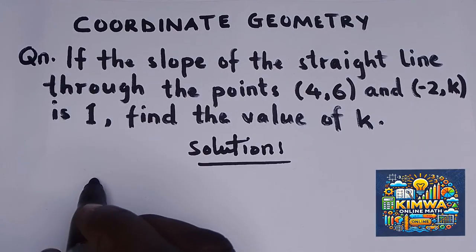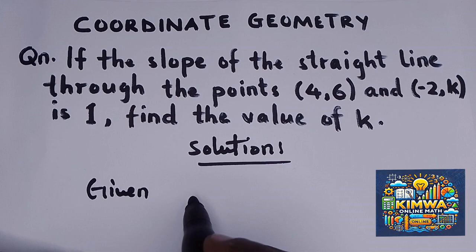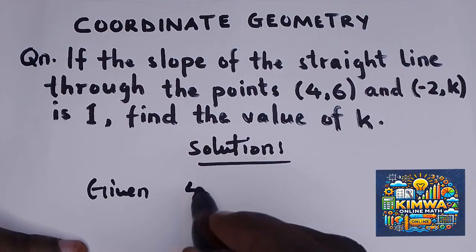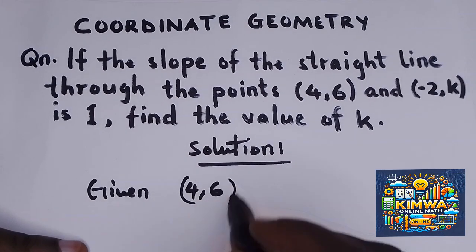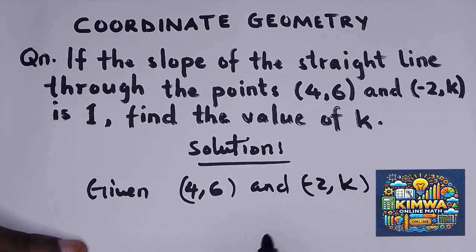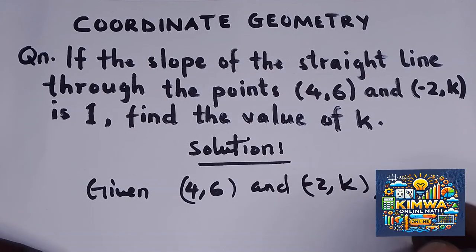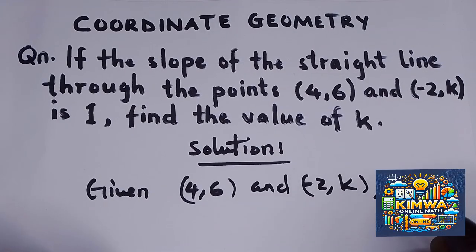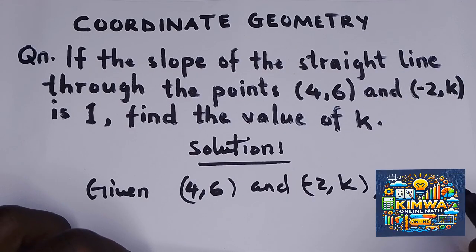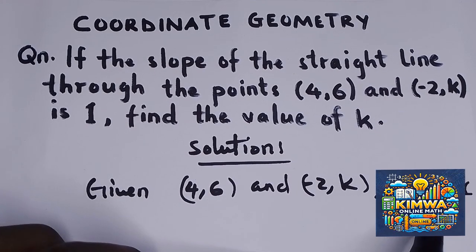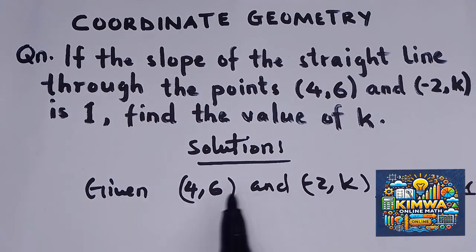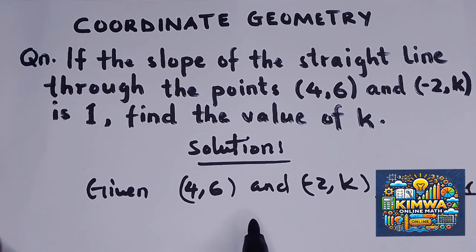First of all, you have to accept that we have been given 2 points, which are (4, 6) and (-2, k). Those are the 2 points that we are given. Not only those, but also we have been given the slope. The slope m is equal to 1. This letter m represents the slope of the straight line which is passing through the two given points.